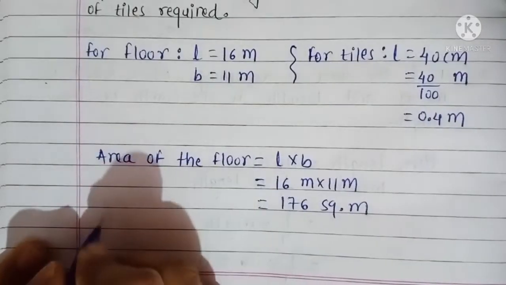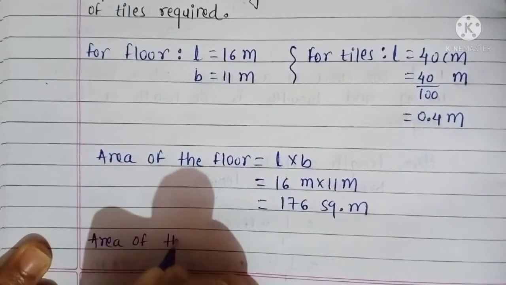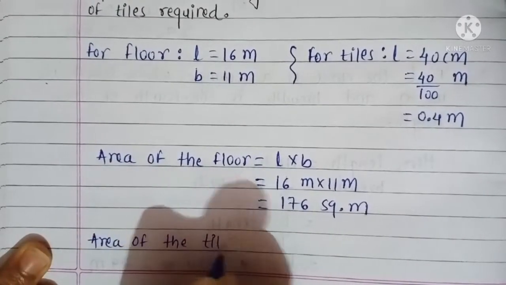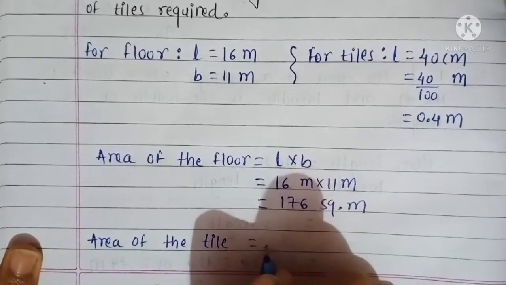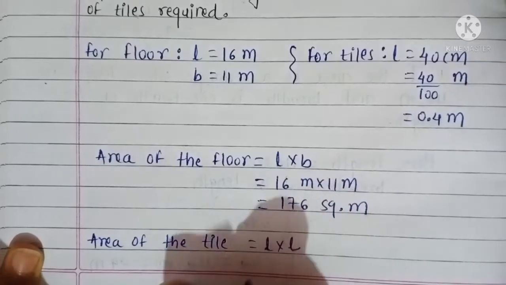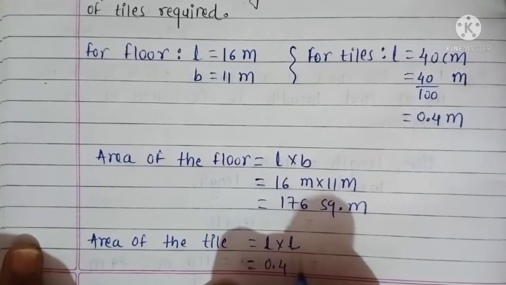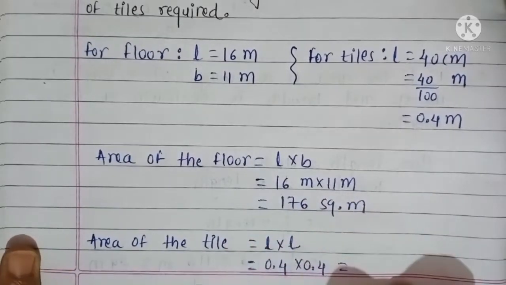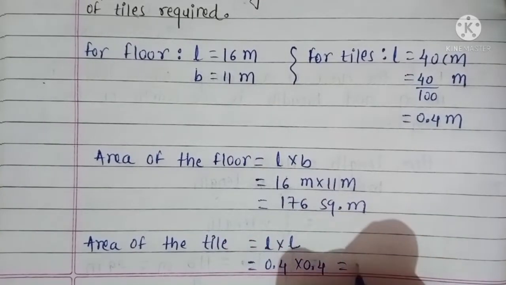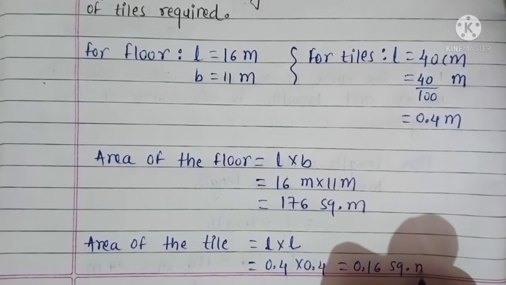Now we find area of the tile. This is equal to length multiplied by length, and this is equal to 0.4 multiplied by 0.4. On multiplying, we get answer 0.16 square meter.